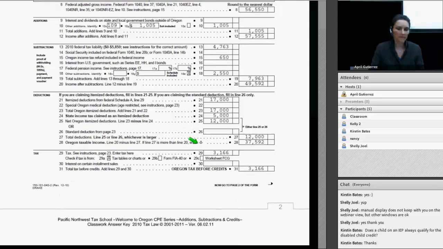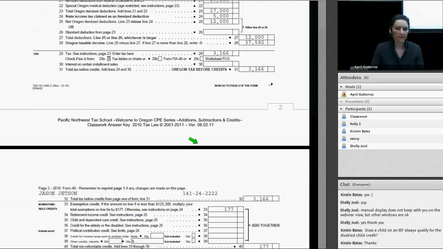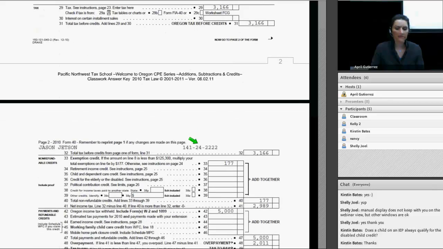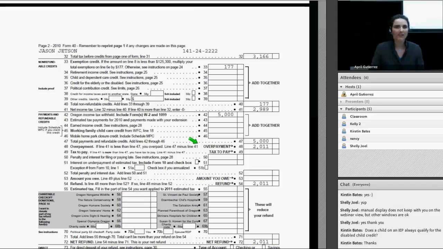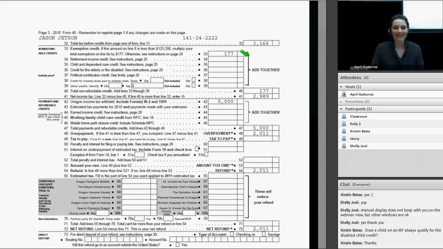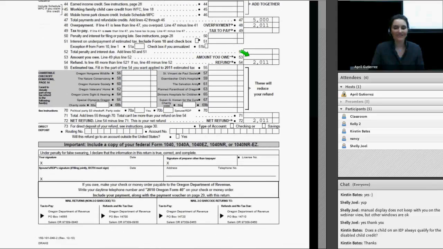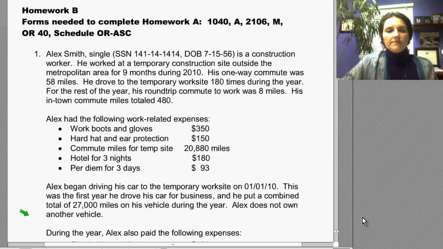And then the rest of it should have been fairly elementary. Did any of you actually get to the point where you calculated his tax? And it was $3,166, and he has a refund of 2011. Perfection. Okay, so that was a pretty simple exercise. And that concludes Welcome to Oregon Part 2 of our Basic Tax course.